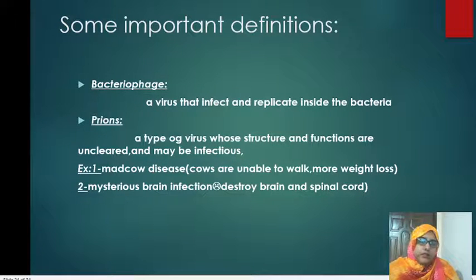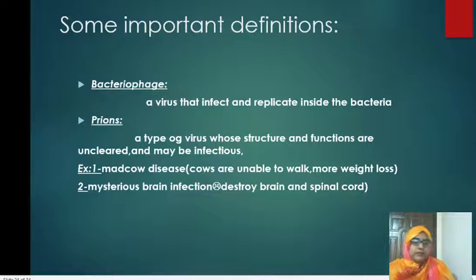Then some important definitions: bacteriophage, a virus that infects and replicates inside bacteria. And prions, a type of infectious agent whose structure and function are not clear, and may be infectious. An example is mad cow disease, in which cows are unable to walk properly, lose more weight and are unable to walk.